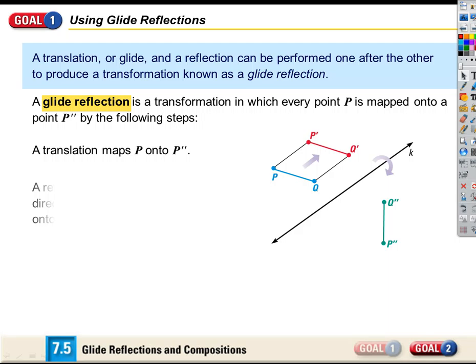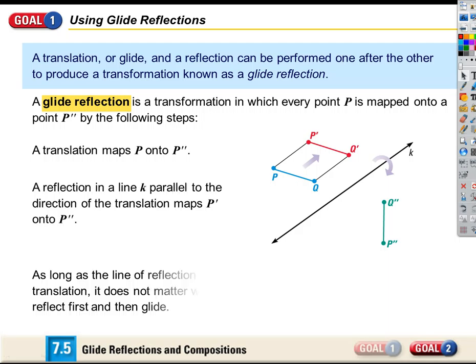But otherwise, it does. So if you're doing a glide reflection, to be safe, what order should you always do them in? The order it says, right? It's a glide reflection. So you want to translate first and then reflect. In a few cases like this, it's not going to matter, but in most cases it will. Okay.